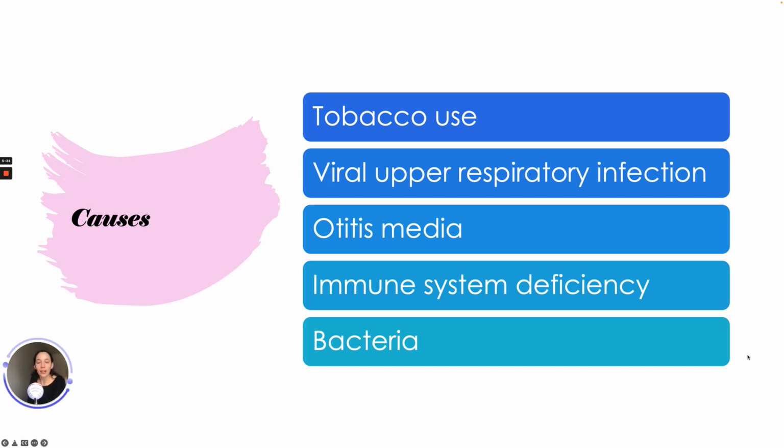So causes of bacterial meningitis can include tobacco use, which predisposes the patient to meningitis, and an upper respiratory infection. If it's a viral infection, it's going to be just regular meningitis. If it's a bacterial infection, it can be bacterial meningitis. Otitis media increases the risk of bacterial meningitis because the bacteria can cross the epithelial membrane and enter the subarachnoid space. If the patient has an immune system deficiency, it puts them at a greater risk of developing bacterial meningitis.